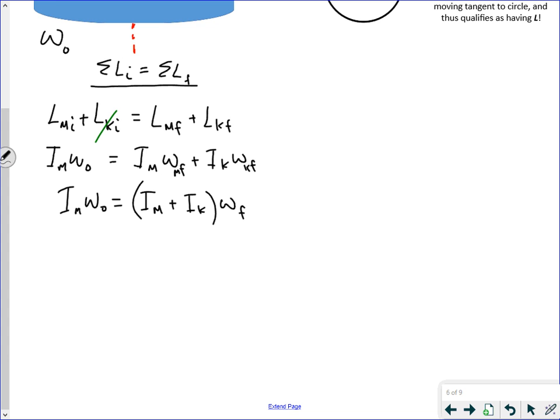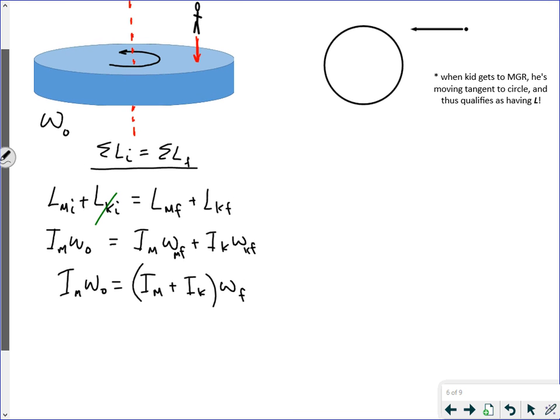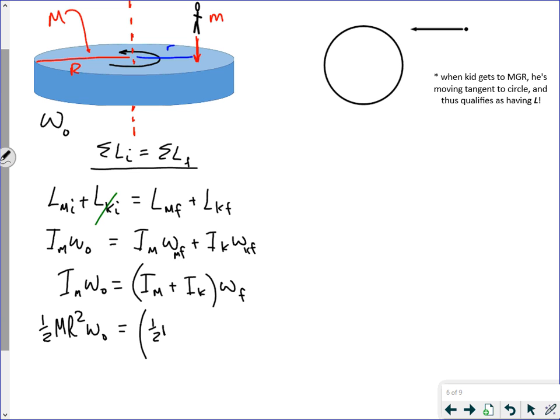Right, and then, we haven't defined all the terms, but if we were to say, like we did before, this has mass big M and the kid has mass little m, and this is radius big R, and the kid hits this surface at a distance little r from the center, then we can get where we got before, where we say this is a disk: 1/2 big M big R squared omega naught equals 1/2 big M big R squared plus the kid, little m r squared, he's a point mass, times omega final. Right, we could solve for omega final.